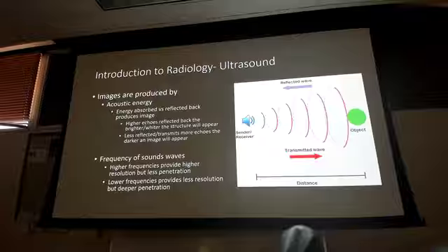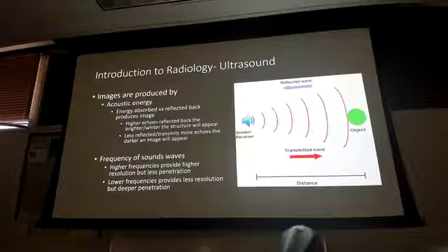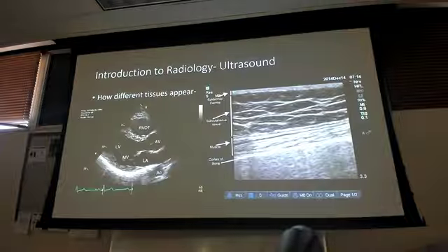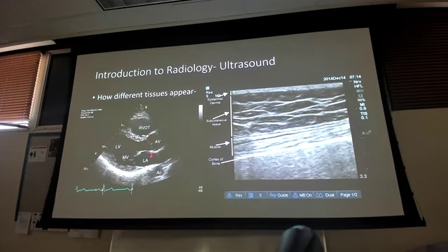So high reflection, more solid structures are going to be brighter white. Lower amount of reflection, less solid structures are going to be darker. Okay? So you can see, right, this is heart, left ventricle, left atrium, mitral valve, aortic valve. Fluid on ultrasound, now here's where we don't want to get tripped up. Fluid on ultrasound is what color? Black.